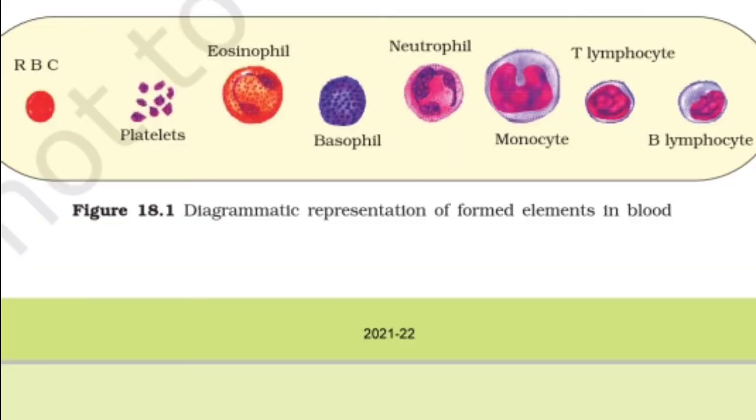Figure 18.1 Diagrammatic representation of formed elements in blood. This is RBC, platelets, eosinophils, basophil. This is neutrophils, monocyte, and this is B lymphocyte and T lymphocyte.